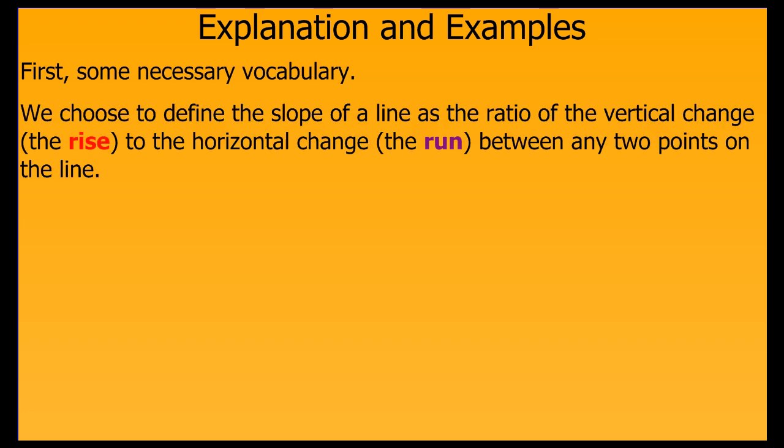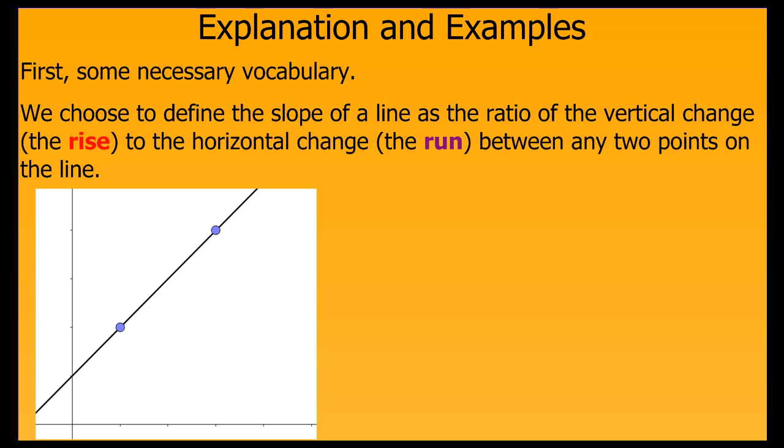Mathematicians define slope as the ratio of the vertical change to the horizontal change between any 2 points on a line. Instead of saying vertical change, we often say rise. And instead of saying horizontal change, we often say run. That's just a little easier to say. Let's look at this line as an example.